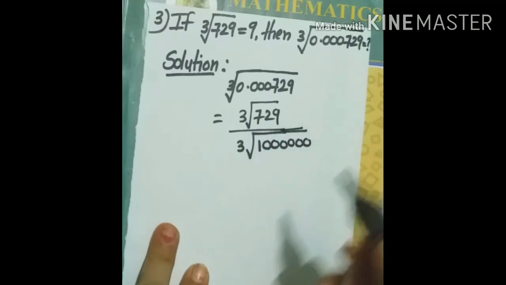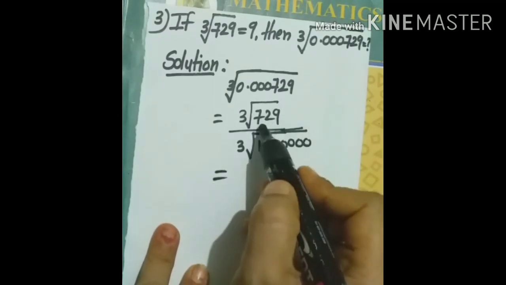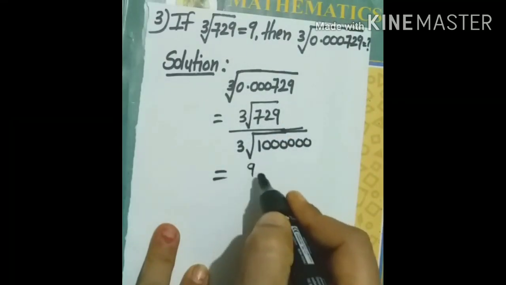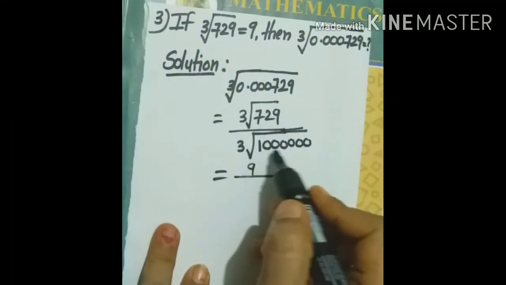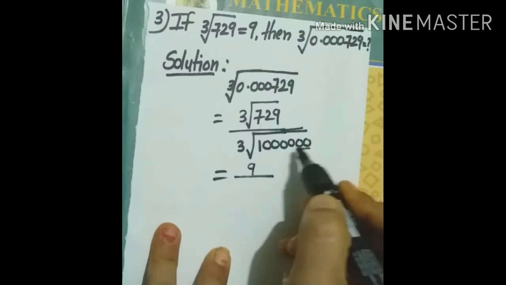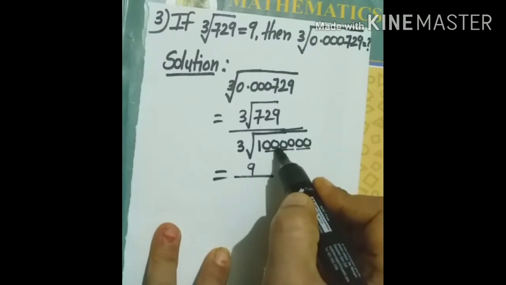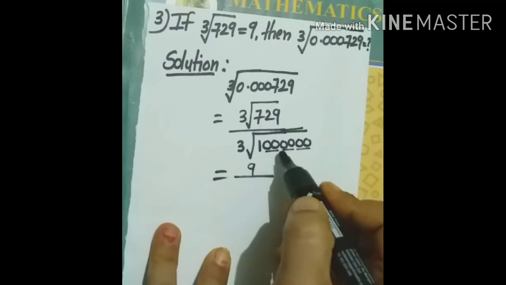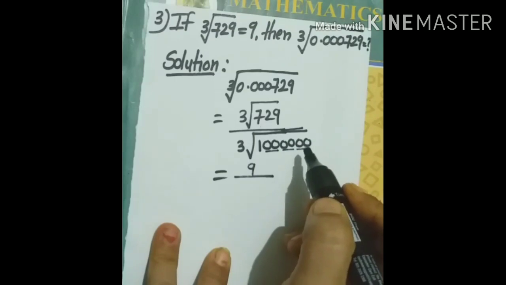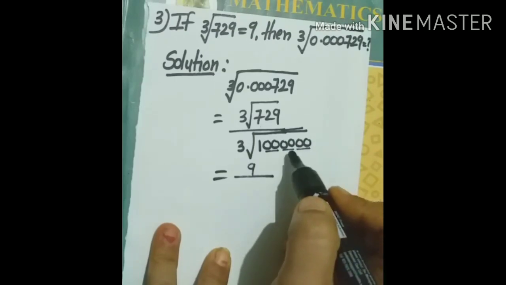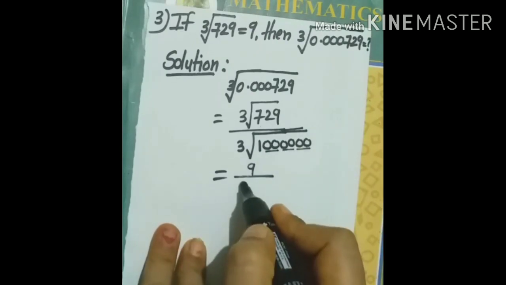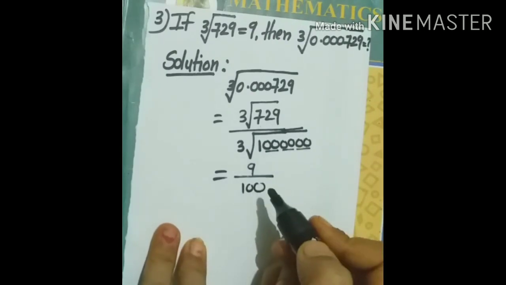Now children, cube root of 729 is given already, 9. Now cube root of this number, how to find out? Let's see. Here 00, 00, 00. This pair of zeros, how many times repeating? 3 times. In 100, how many zeros are there children? 2. Means it is a cube of, children, 100. So here I am taking 100.